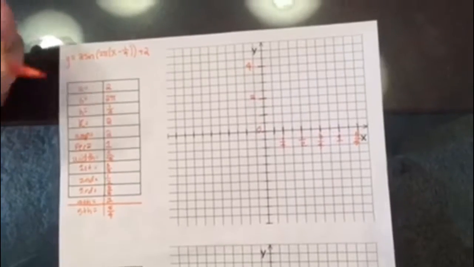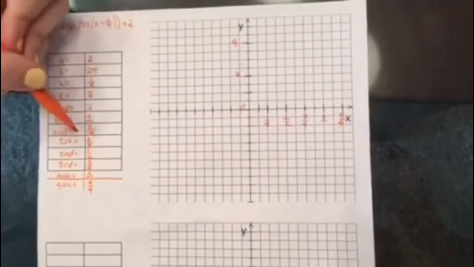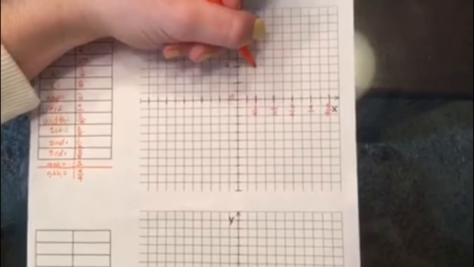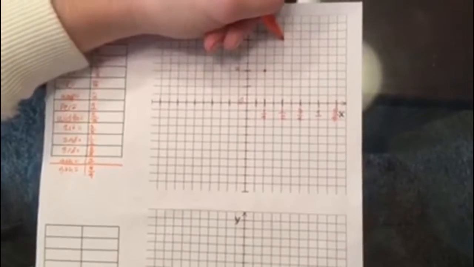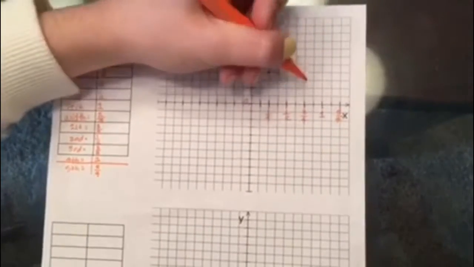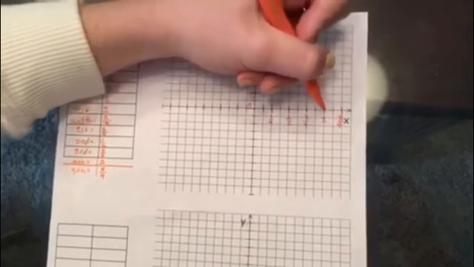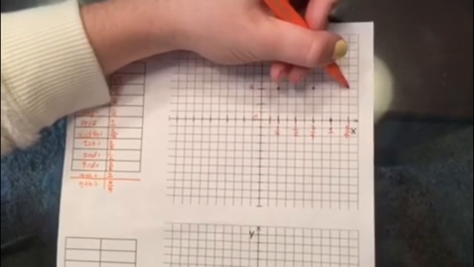The sine function starts at the middle point, so it starts at k. So we'll go to the first tick mark, which is at 1/4, and we'll go to 2, so right here. Now it's a positive sine function, so our next tick mark is going to be at the maximum, which is at 4. And then it will go back to the middle point. Then we'll go down to the minimum at 0, and then back to the middle.